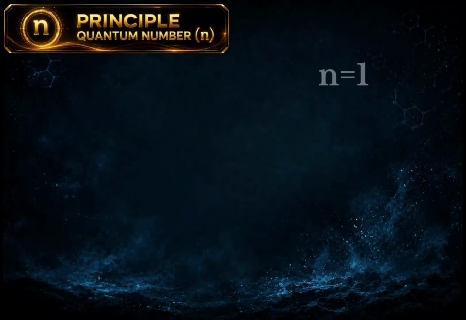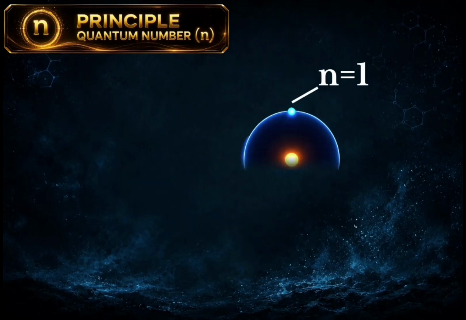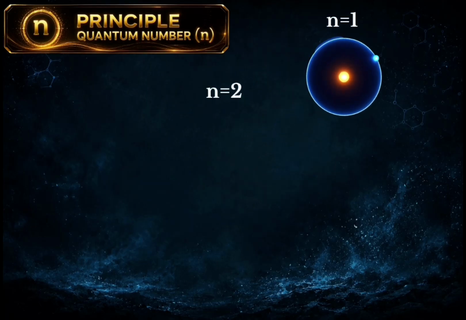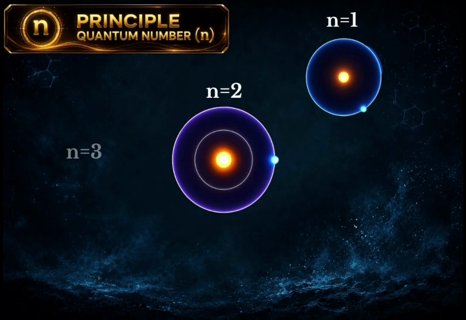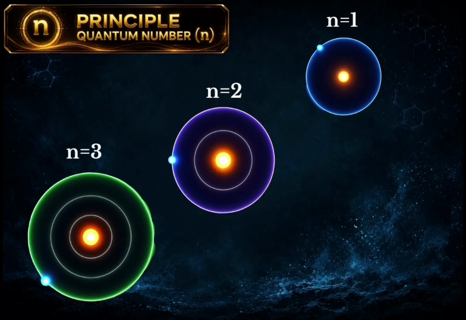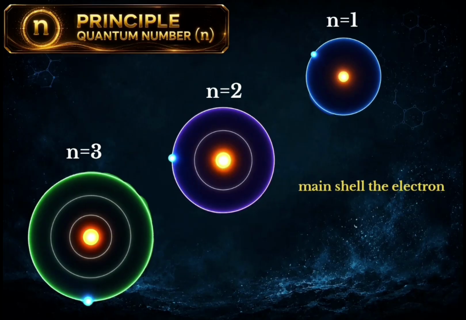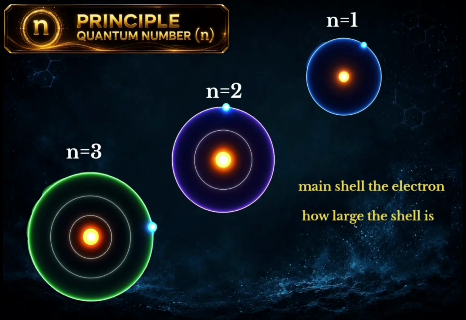For example, if n equals 1, the electron is in the first energy level, closest to the nucleus. If n equals 2, it's in the second energy level. If n equals 3, it's in the third energy level. And the pattern continues. So whenever you see the principal quantum number, n, remember this. It tells you which main shell the electron is in and how large that shell is. Once you get that idea, understanding the other quantum numbers becomes much easier.